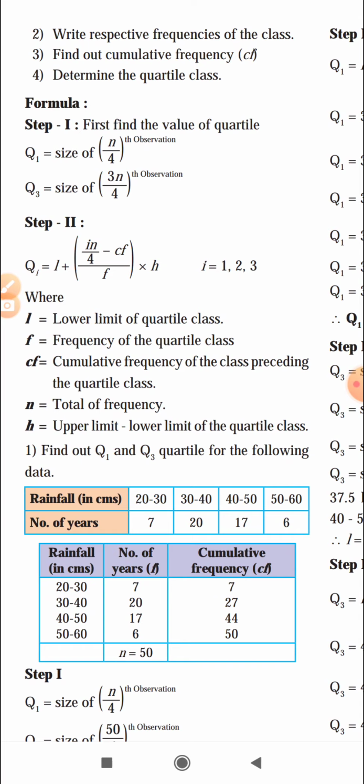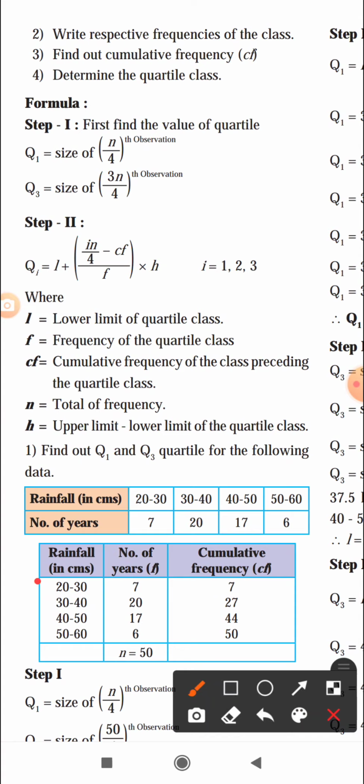So first step, arrange the data in ascending order. First we write rainfall in centimeter, that is classes 20 to 30, 30 to 40, 40 to 50, and 50 to 60. In the second step, write the respective frequencies of the classes. The frequency of the class 20 to 30 is 7, so in front of 20 to 30 we write 7. In front of 30 to 40 we write 20. In front of 40 to 50 we write 17. And in front of 50 to 60 we write 6.